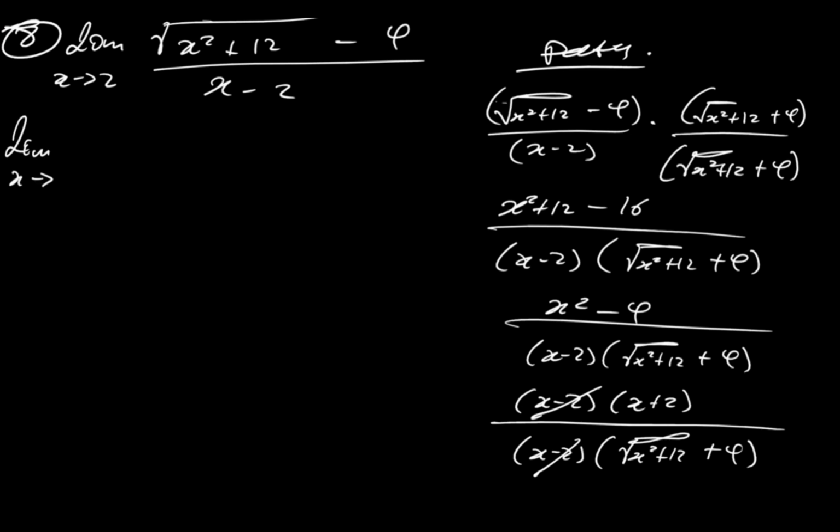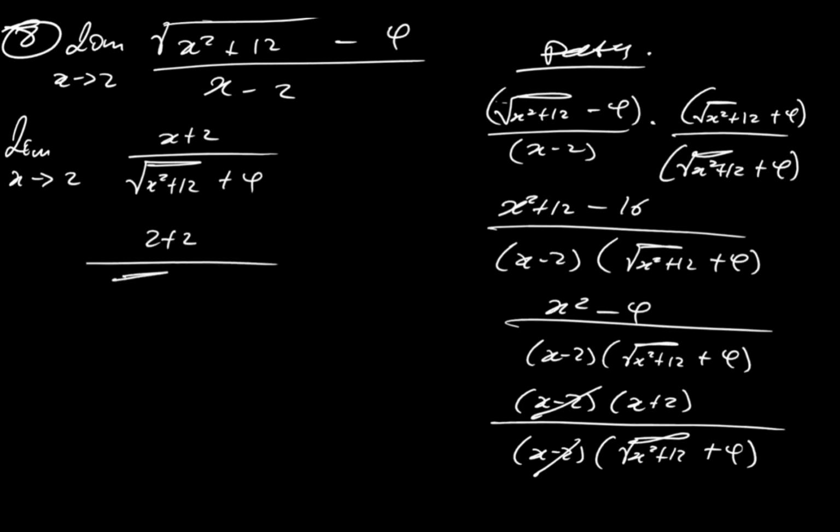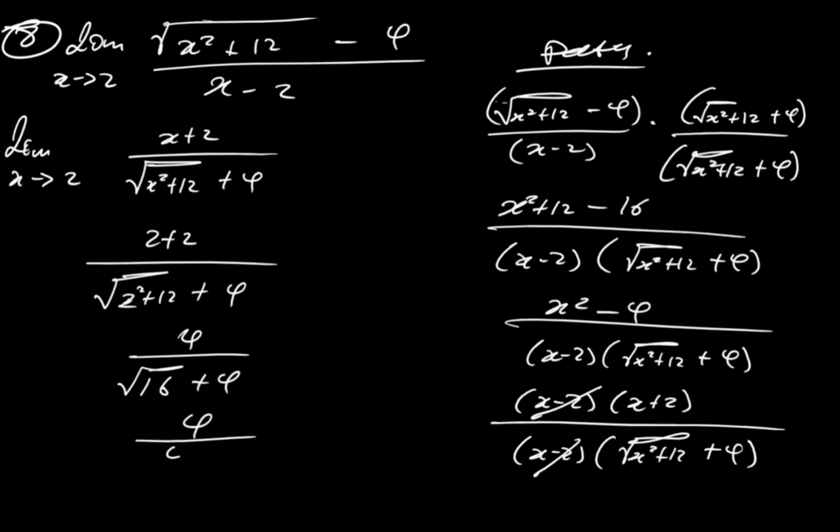Lim as x approaches 2 of x plus 2 over what you remain with, which is the root of x squared plus 12 plus 4. And at this point, you can just begin to plug in. To plug in, you have 2 plus 2 over the root of 2 squared plus 12 plus 4. So you end up having 4 over root of 2 squared. That gives you 4 plus 12, which will give you 16 plus 4. This gives you 4 over 4 plus 4, which gives you 4 over 8. Now, 4 there 1, 4 there 2. Therefore, your limit is half.